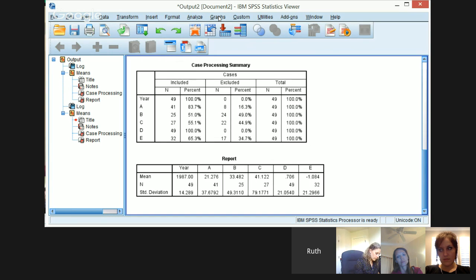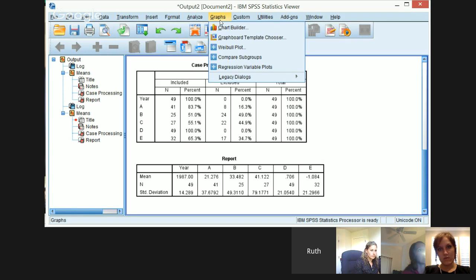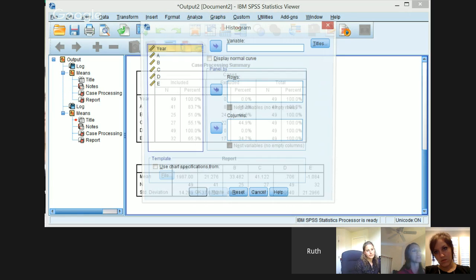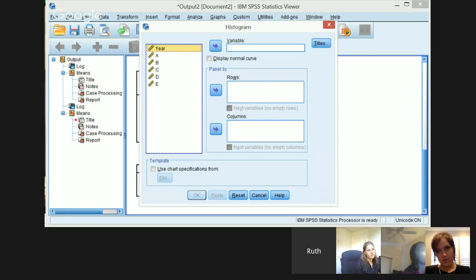I'm guessing that the next thing we're going to have to do, because it says make a histogram. Did you go to Graphs to make the histogram? I did, yes. So for the histogram, if you guys are doing that, go to Graphs. Okay. And then go to Legacy Dialogs, and all the way at the bottom is Histogram. Histogram. Okay. And click on that. And then we have to do the same thing to drag these over? Same thing. Drag all those over.